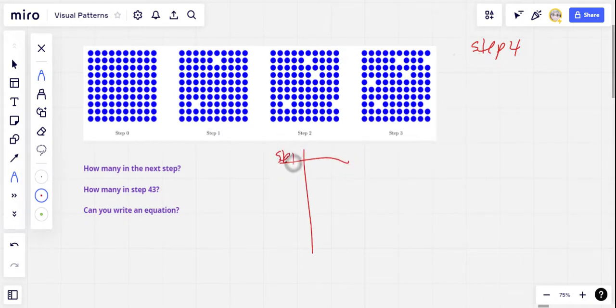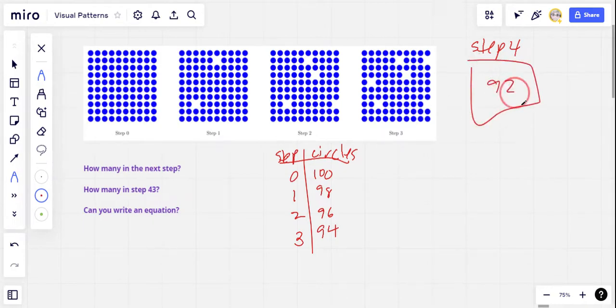I'm going to list this out though, just to make sure. So we'll have the step number and the circles. We'll put this in a chart. In step 0, we have 100 circles. In step 1, we've got 98 because we took 2 away. In step 2, we've got 96 because we took 2 more away. And in step 3, we've got 94. I would predict in step 4, we're going to take away 2 more, and that would leave us with 92. So step 4, 92.